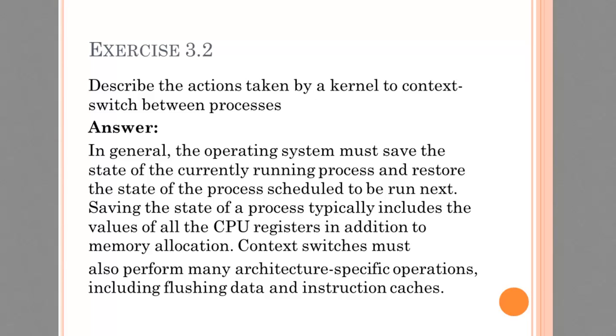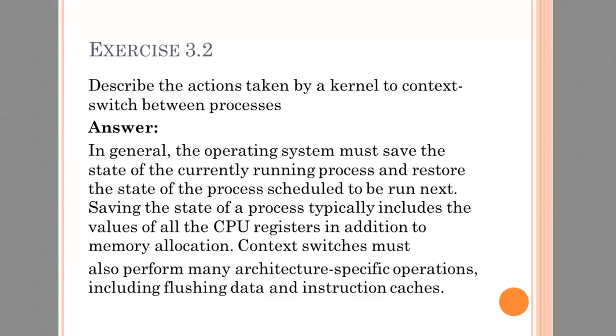Exercise 3.2: describe the actions taken by a kernel to context switch between processes. So hopefully you were able to understand the context switching strategy and how it was used. And this is the answer generated for this question. Some of you went into great detail, which is fine. Does anybody have any questions on this question?